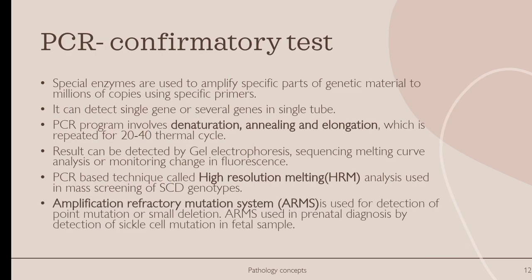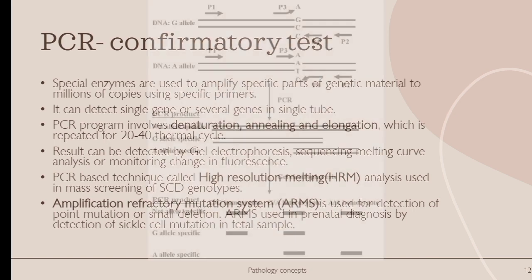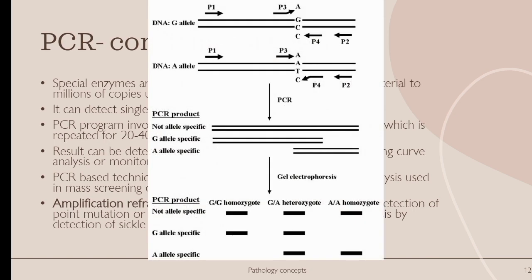Another technique is called amplification refractory mutation system, or ARMS. It is used in prenatal diagnosis by detection of sickle cell mutation in the fetal sample. It can detect the sickle cell mutation using two PCR primers. One primer is used for the normal allele and the other one is used for the mutated allele. The primer is joined to the complementary sequence and amplified, which in turn releases the fluorescent label that determines the amount of the target.